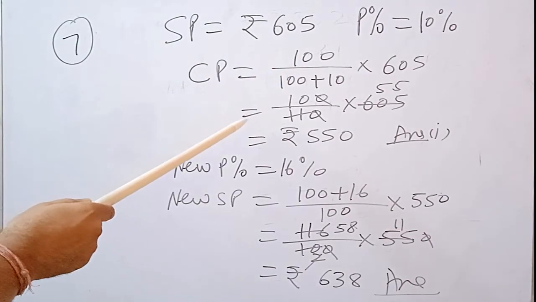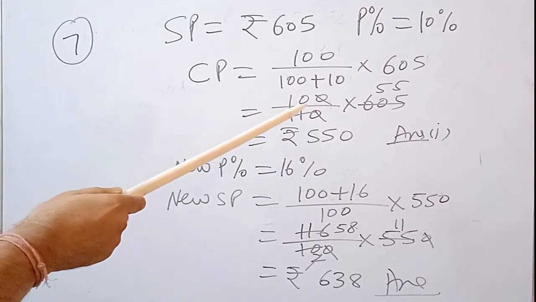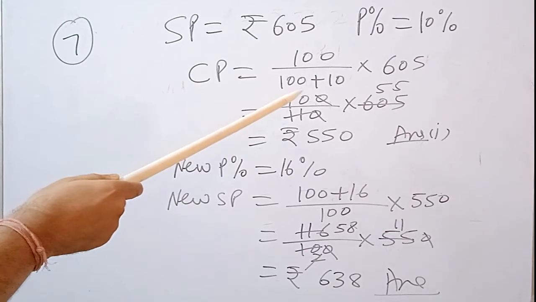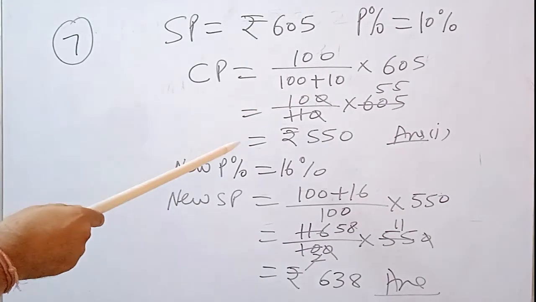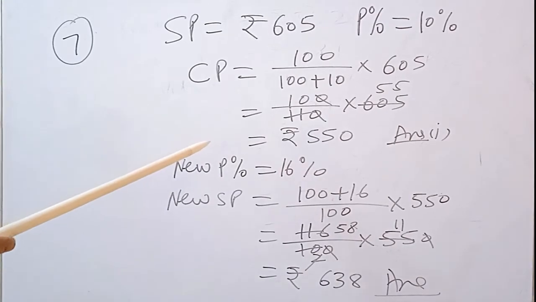So we get 100 upon 110 into 605. 0 to 0 cancel. 11 5s are 55, and again 55. So 605 divided by 11 we get 55. 55 into 10 we get rupees 550. So 550 is the cost price of the radio set.